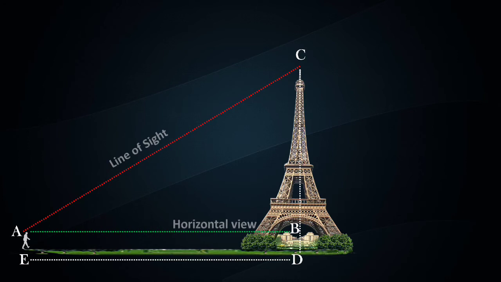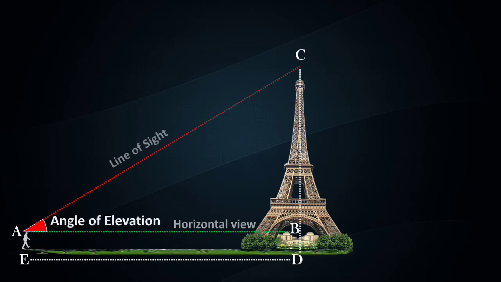Now the angle formed by these two lines, the horizontal view and the line of sight, is called the angle of elevation. Why elevation? Because the word elevation or elevate means raise higher, right? So he is looking from his normal eye level to above that. That's the reason it becomes the angle of elevation.